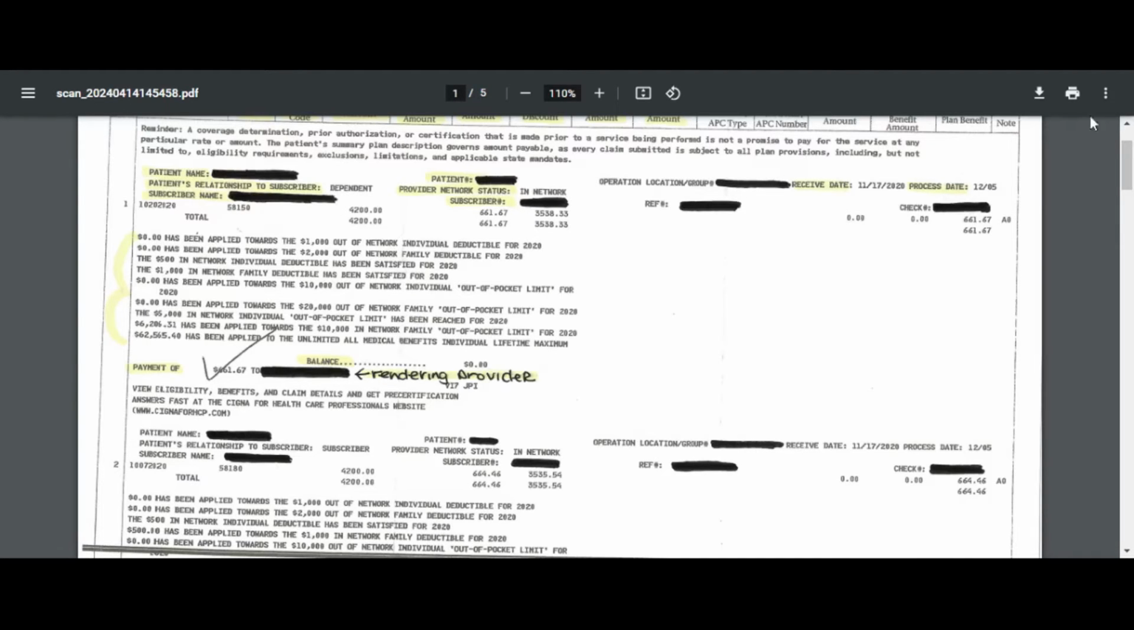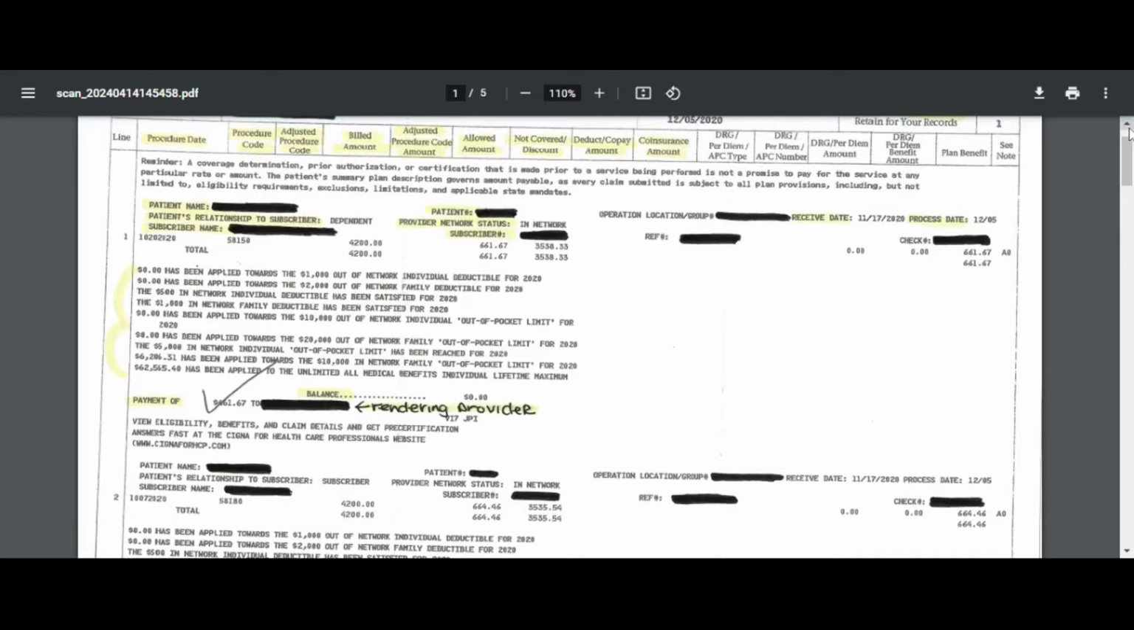Now let's go back up to the pieces that was highlighted. So if you notice procedure date, the procedure up here is referencing this information down here. It referenced the date of service, which is 10/20/2020. Then you have the procedure code, which is 58150. If you had an adjusted procedure code, it would go here.